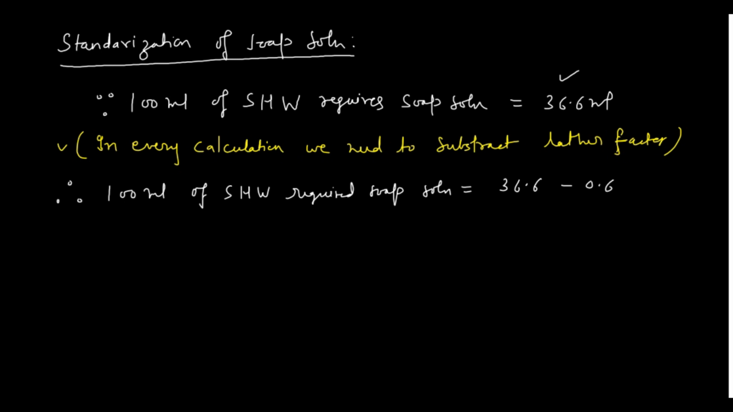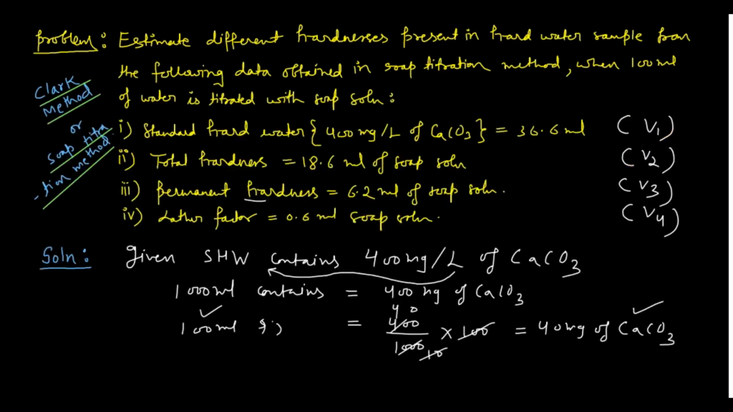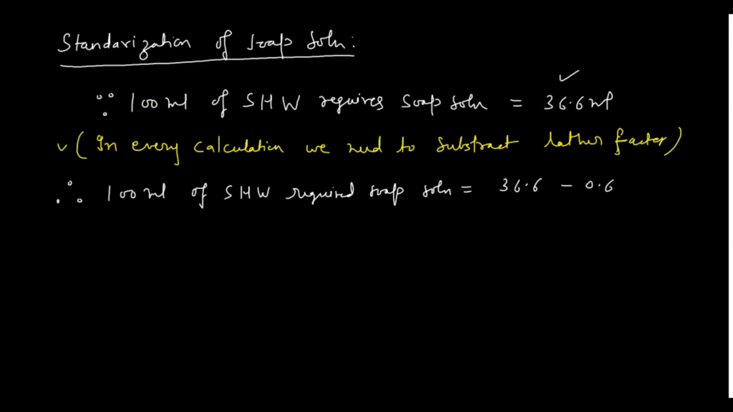If I go back and check the value of the lather factor, it is given here. Lather factor is how much? 0.6 ml of soap solution. That means distilled water requires 0.6 ml of the soap solution for the formation of the lather. So this is your lather factor, and this value we need to subtract in every calculation, or in every step involved in the calculation. Okay, so this will give you what? 36.0 ml, right, of soap solution. I hope there is no problem in that.